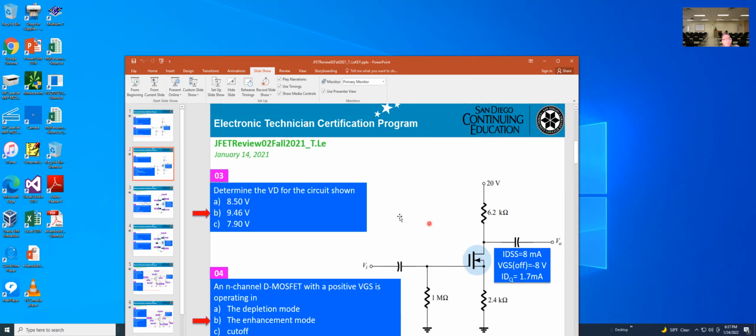Number 3, they want to calculate the VD. You already get the ID. VD will be equal to VDD minus ID times RD. The answer for number 3 will be B like the boy, 9.46 volt.